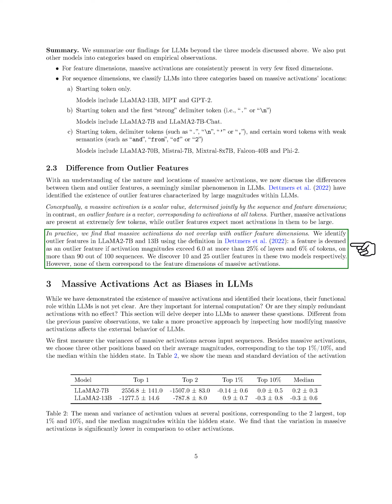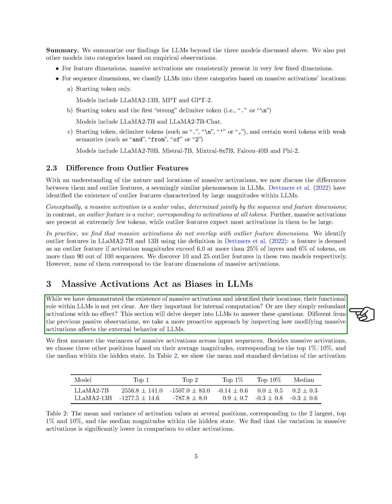Section. Massive activations act as biases in LLMs. In this section, we explore the significant role that massive activations play within large language models, LLMs. Initially, we were curious about whether these massive activations were crucial for the model's internal computations or if they were merely superfluous. To get a clearer understanding, we decided to actively manipulate these massive activations and observe how such changes impact the LLM's behavior.